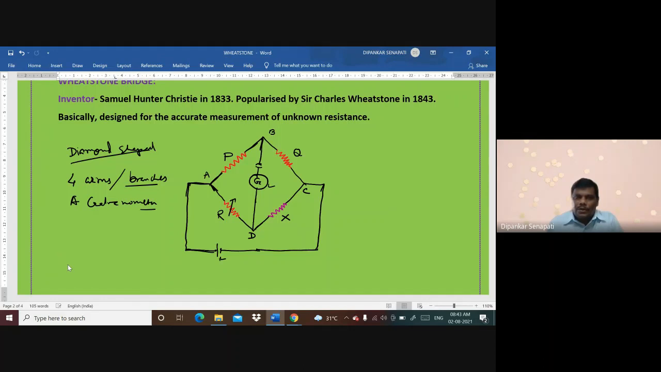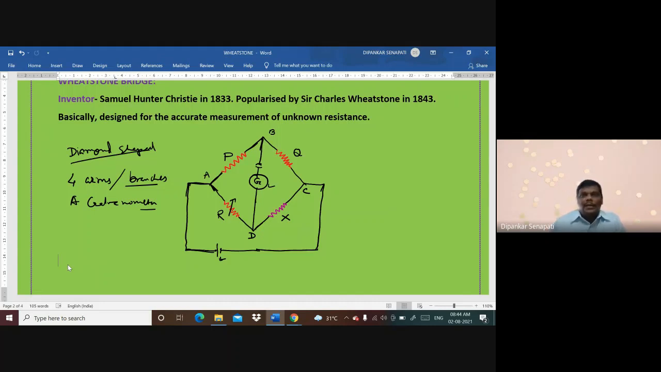And the most important thing is that this bridge is used for the accurate measurement of resistance without any measurement of electric current or voltage, etc. Just what we do in Ohm's law, here there is no need to measure any. We have no need to take any reading from an ammeter or voltmeter, anything.